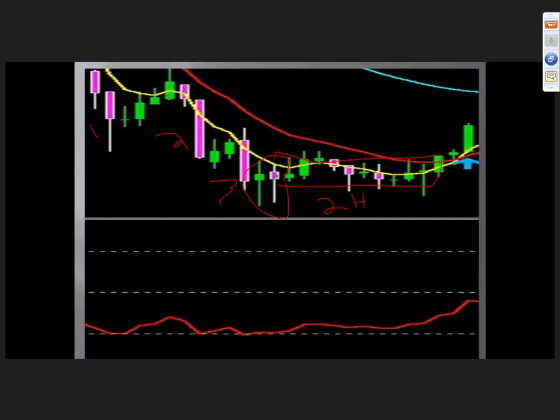Now, where the half Batman comes in is when he ends the day near the low or near the high, he will then extend consolidation into the daybreak.